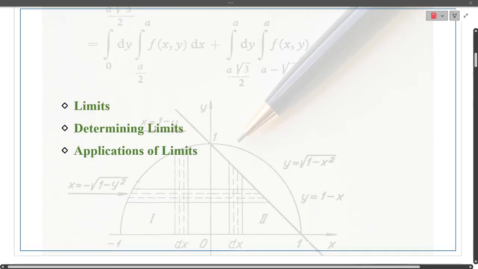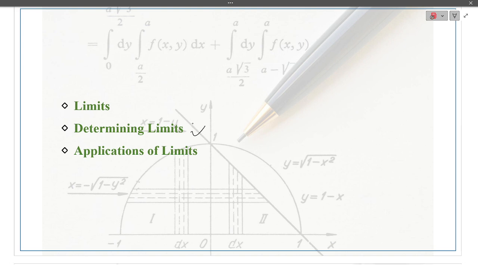And in this chapter on limits, we will cover three main sections. First, what are limits and the concept behind them? Second, how to compute limits. And third, how to apply limits appropriately once we understand them.